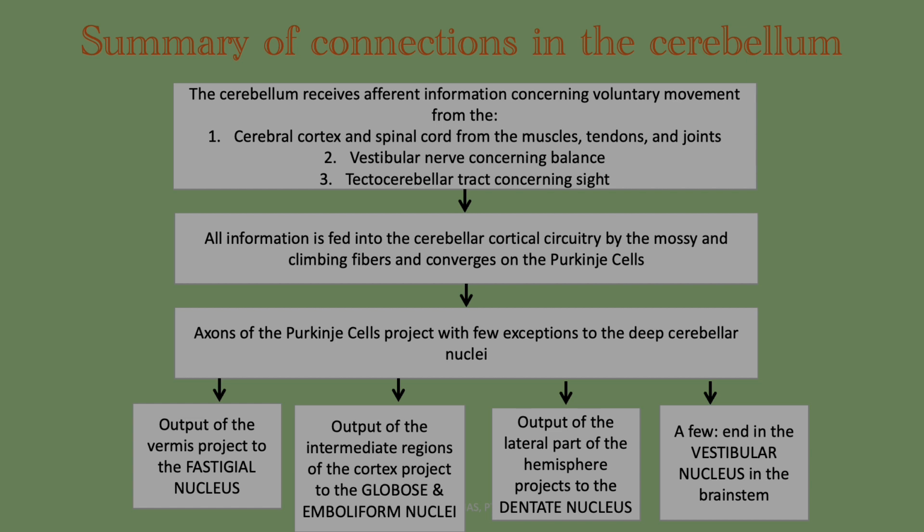From the Purkinje cells, it will project with few exceptions to the deep cerebellar nuclei. Right? Your Purkinje cell will now inhibit your deep cerebellar nuclei. And then the output of the vermis will project specifically to the fastigial nucleus, while the output of your intermediate regions of the cortex will project to the globose and emboliform nuclei. The output of the lateral part of the hemisphere will project to the dentate nucleus, while a few will end in the vestibular nucleus in the brainstem.